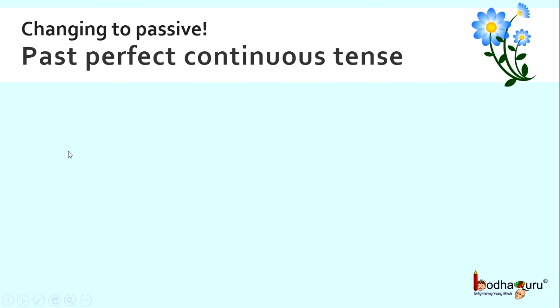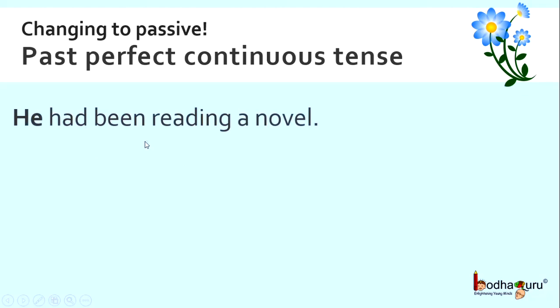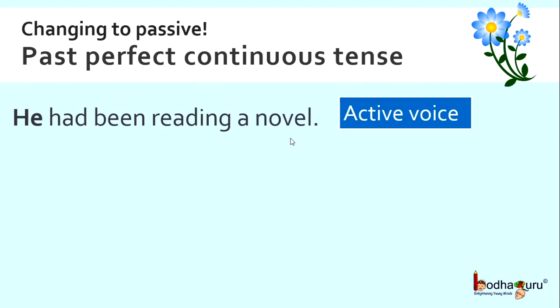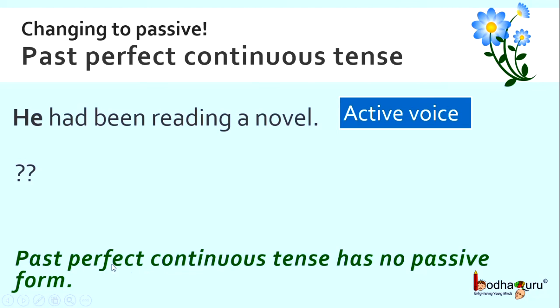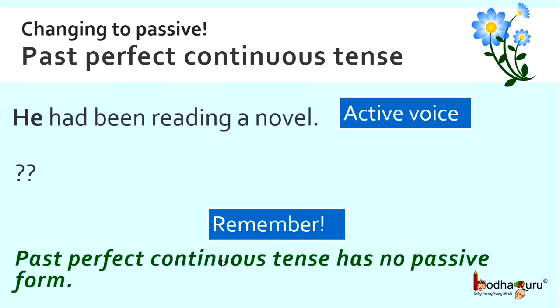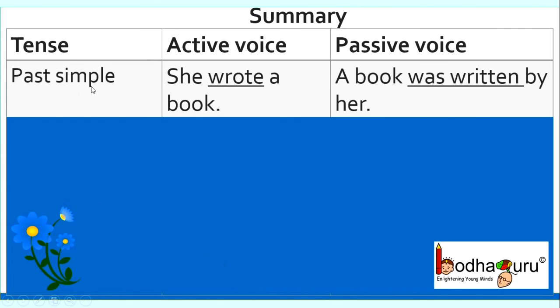Now the last form. How do we change the past perfect continuous tense to passive voice? He had been reading a novel. This is an active voice. So what about passive voice? Well, you should remember past perfect continuous tense has no passive form. So remember that.